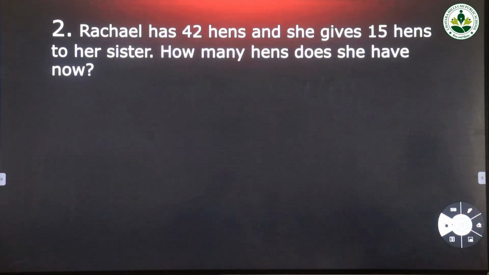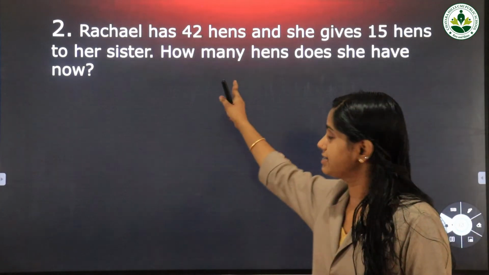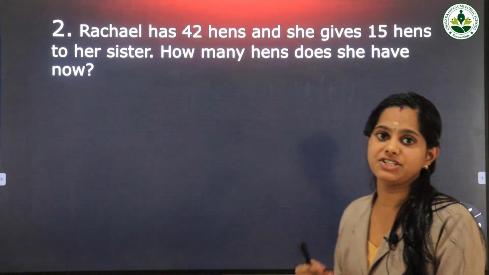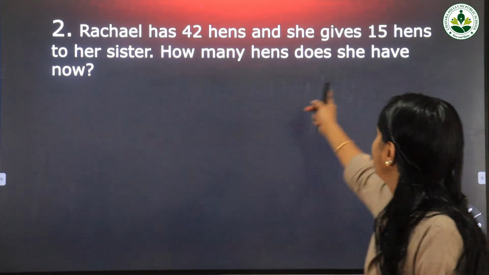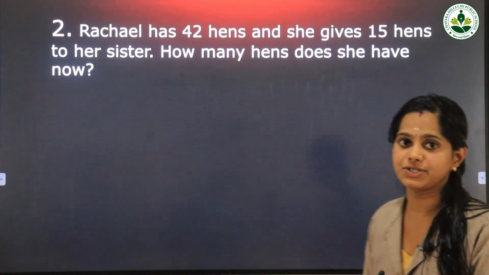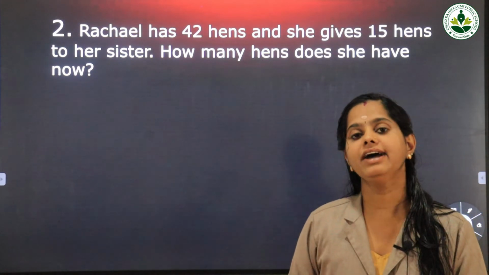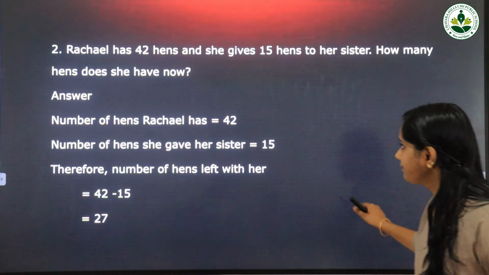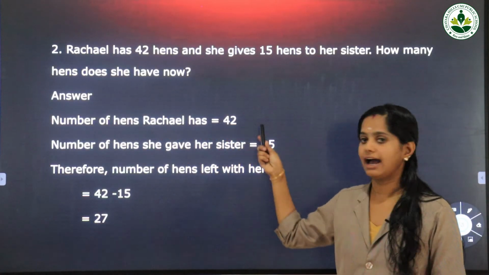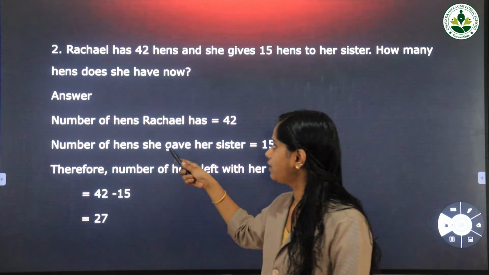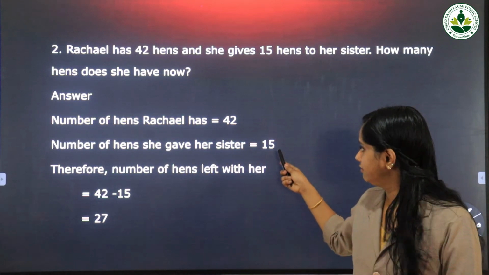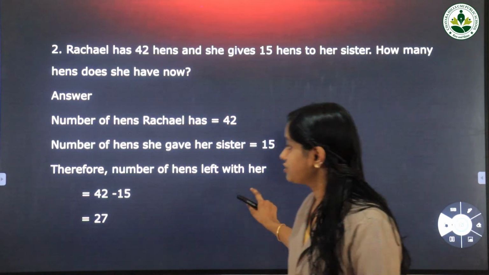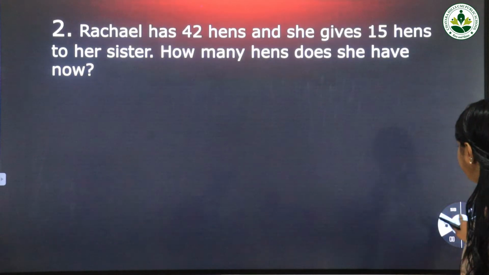The total number of hens is 42. And how many hens did she give to her sister? Look here. She gave 15 hens to her sister. You have to find how many hens are left with Rachel. Number of hens Rachel has: 42. Number of hens she gave her sister: 15. We have to find the number of hens left with her.